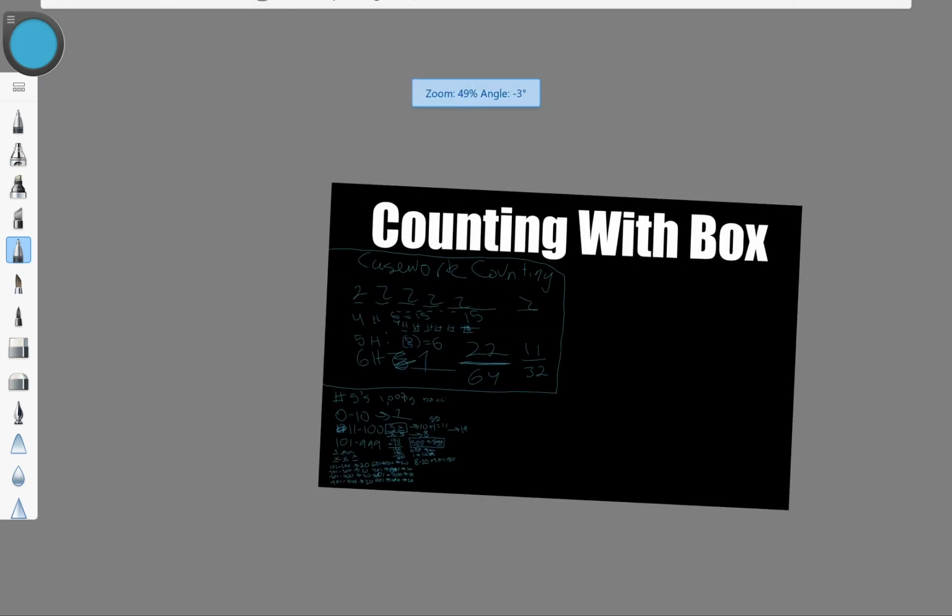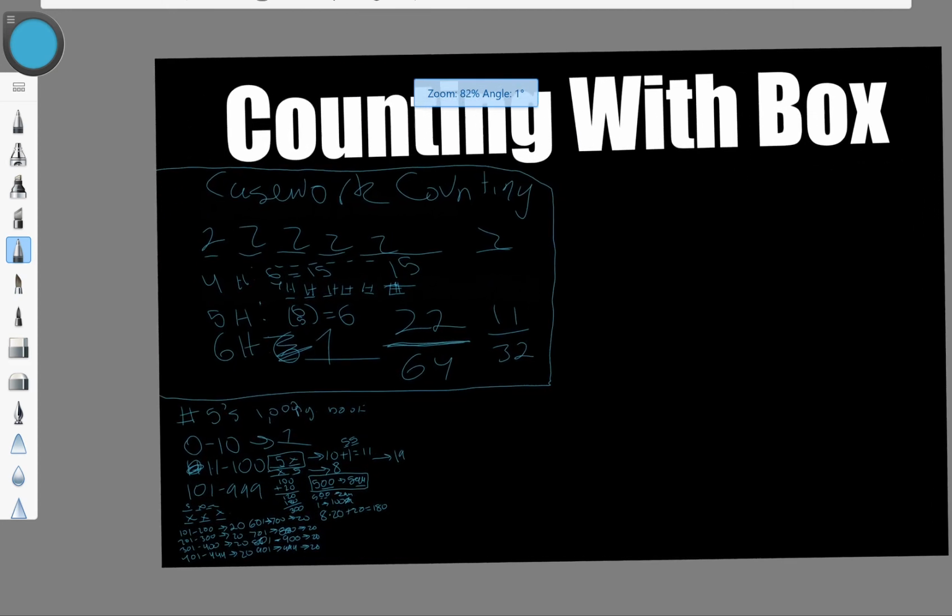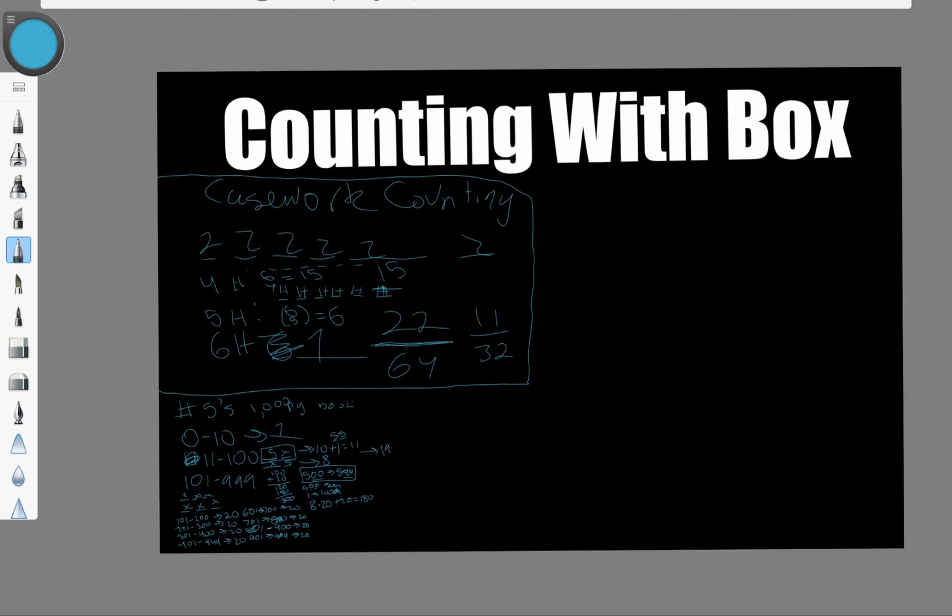Hopefully I'm correct in that. Hopefully you understand casework and how it works. Essentially, you find a logical case to split it up into. Rather than having something where you need to count all of the possibilities, which is kind of hard to do, you do something much more simple. And this is kind of the gist of casework counting.